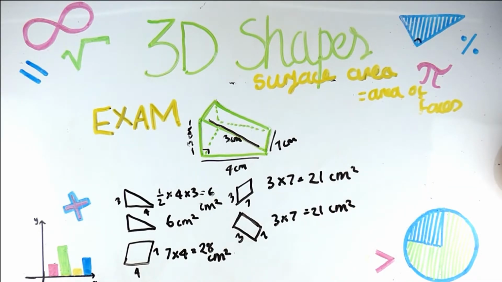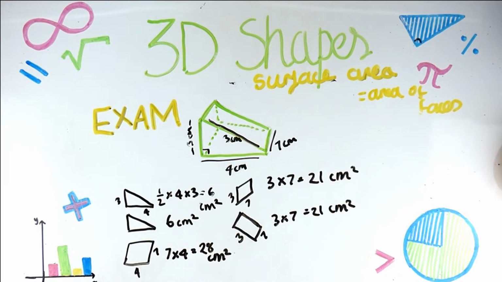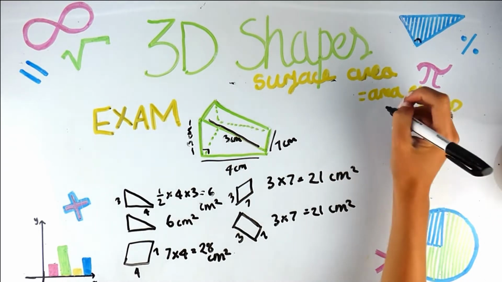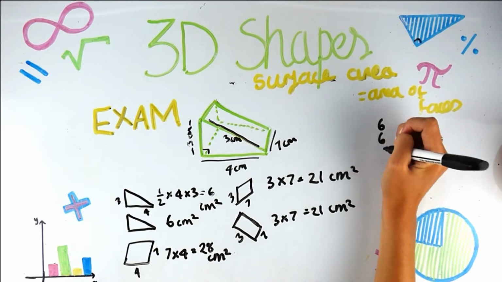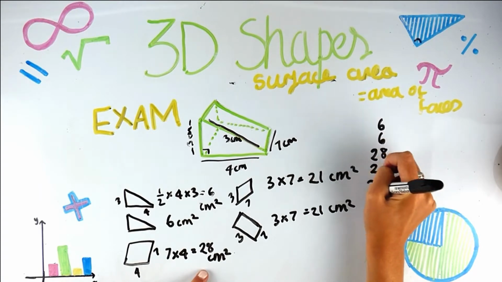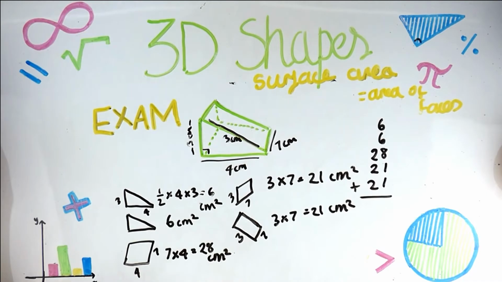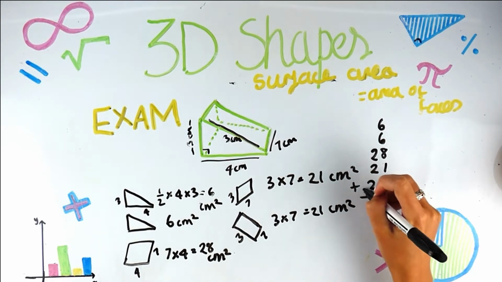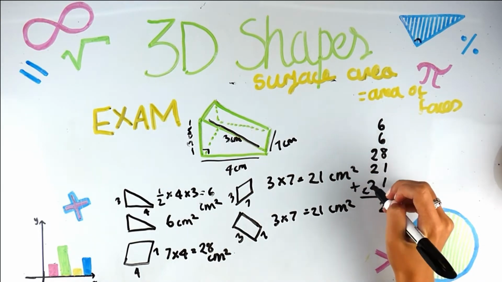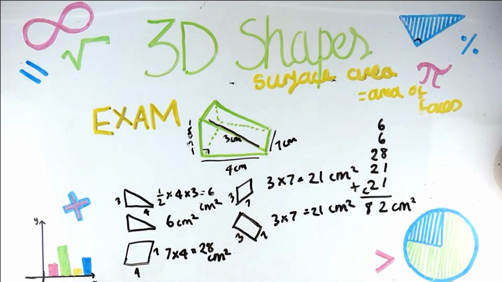Okay, so we have the area of each face, and now the surface area is the area of the faces, so we need to sum them all up. So we have 6 plus 6 plus 28 plus 21 plus 21, so 6 plus 6 plus 8 plus 1 plus 1 is 22, 2, 4, 6, 8, 82 centimetres squared for that one.